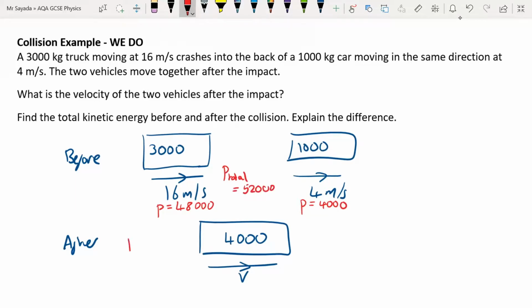So what's the total momentum after the collision? Say your answer to the video. Also 52,000. Why?